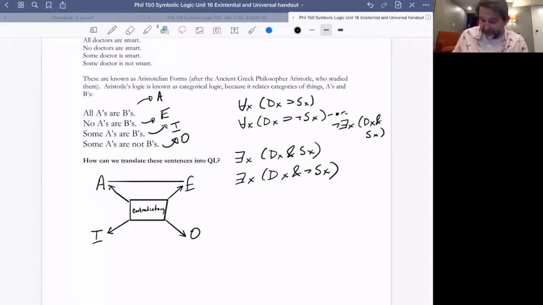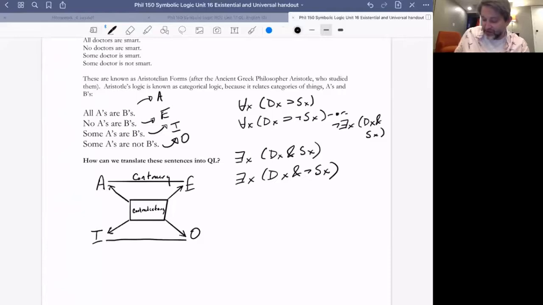These are what is called contrary. So these two sentences are contrary, and what that means is that they can't both be true, right? So it can't be true that all A's are B's and that no A's are B's, right? Those cannot both be true at the same time.